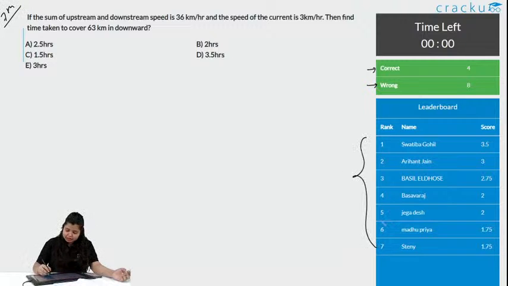The scoreboard is Swatiba leading with score 3.5, then Aryanth with score 3, Bessel with score 2.75, Basavaraj with score 2 and Jiga with the same score, that is 2, and Madhupriya and Steny with score 1.75 each.